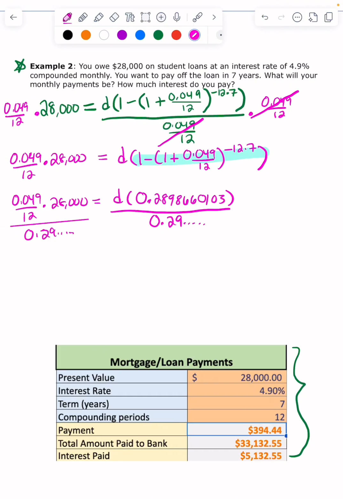0.29. But in Desmos, I'm going to type 0.049 divided by 12 times 28,000. Actually, you want to start with a fraction and put in 0.049 divided by 12 and multiply that by 28,000. And then in the bottom of the fraction, use ANS so that we're not rounding this bottom number at all. So we'll just put a little note here. Do not round this value in your calculator.